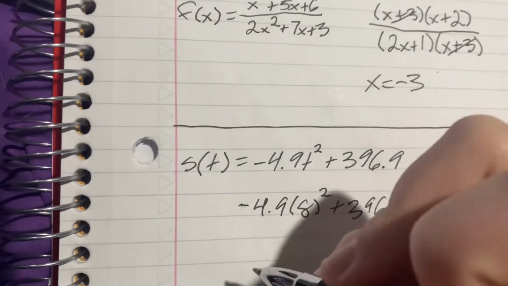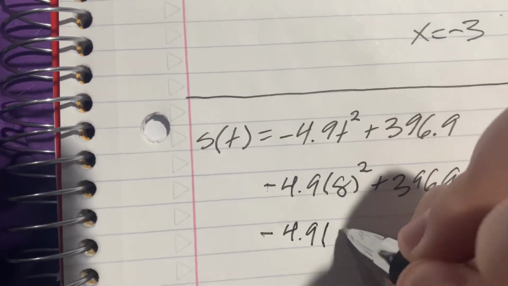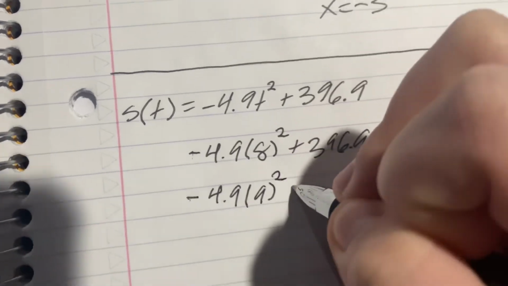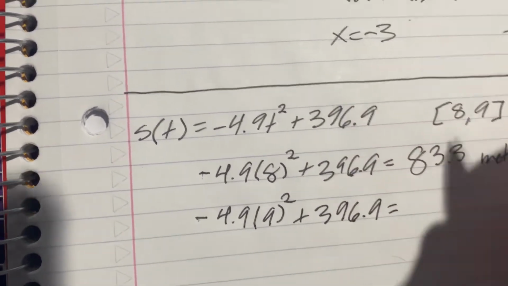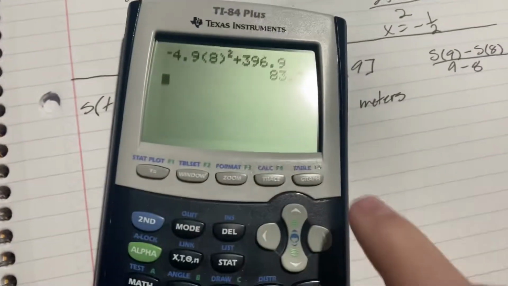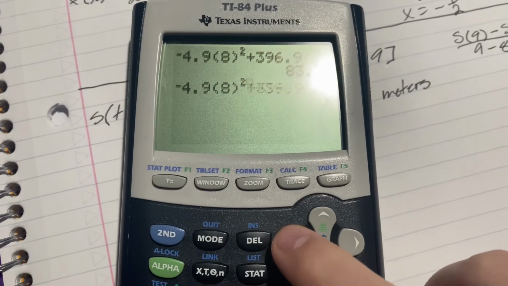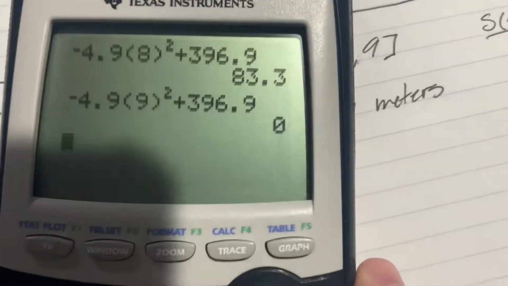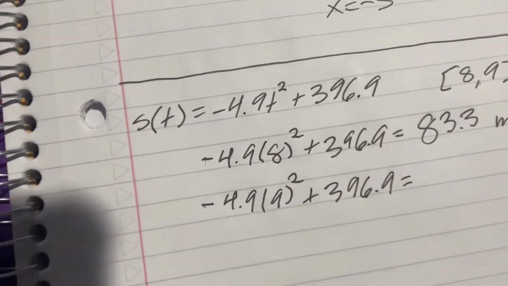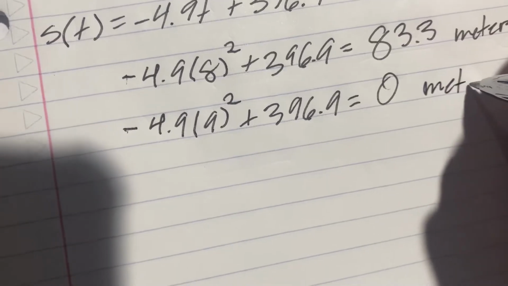So now we're going to go ahead and plug in 9 for this equation as well. So the 9 squared plus 396.9 is equal to, and we can go ahead and just get the calculator again and plug in the equation, and then just change the one number to 9 instead. And as we can see, we got 0 from that. So at 9 seconds, we can see that is 0 meters in the air.